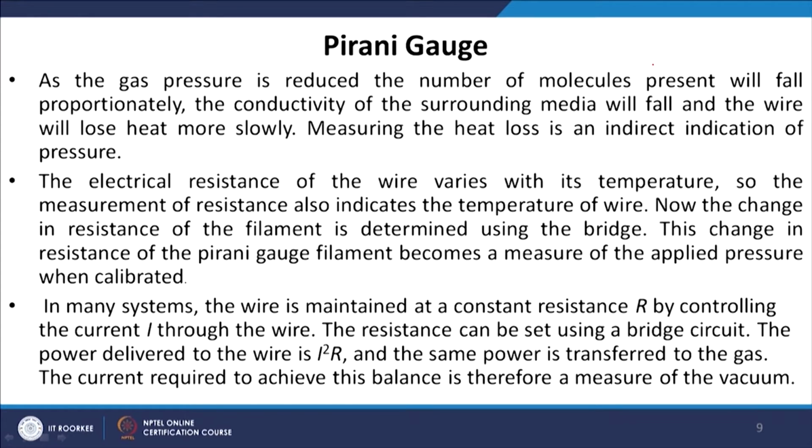The current required to achieve this balance is therefore a measure of the vacuum. Since there is a resistance and a current flowing in such a system, there will be a power drop in the system. How much power will it consume? I squared R, and this much power we are giving to the platinum wire of the Pirani gauge. Now, the same amount of power will also be delivered to the gas molecules.